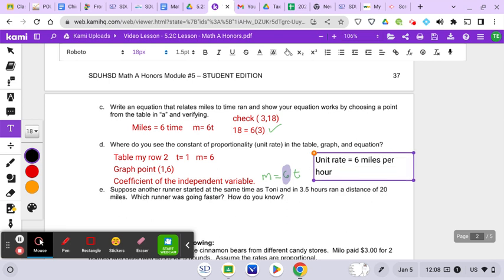Okay, so in any situation, we always want to grab the unit rate however we can, because it's the most helpful to solve any kind of questions. Suppose another runner started at the same time as Tony and runs 3.5 hours and ran a distance of 20 miles. Who is going faster? How do you know?